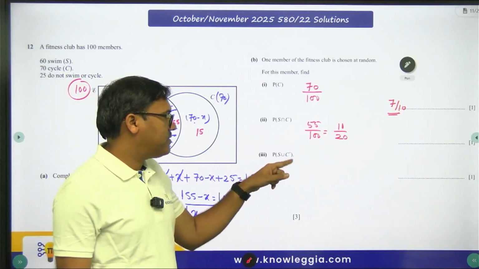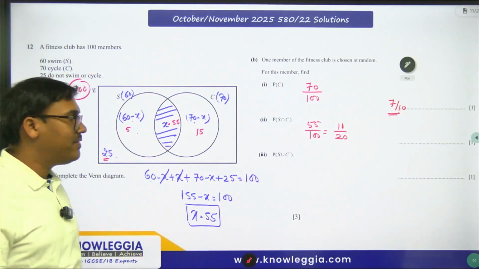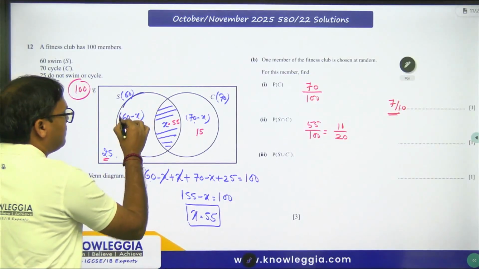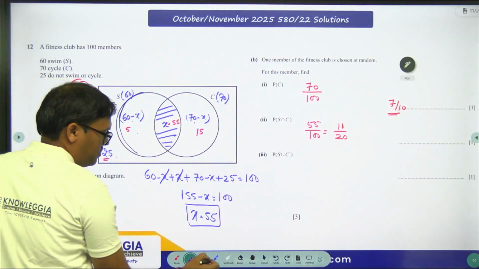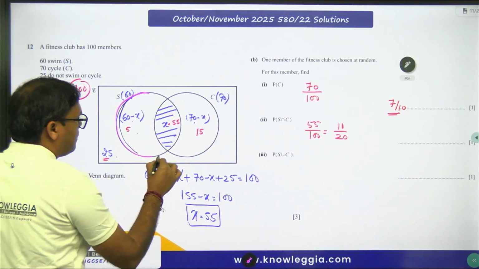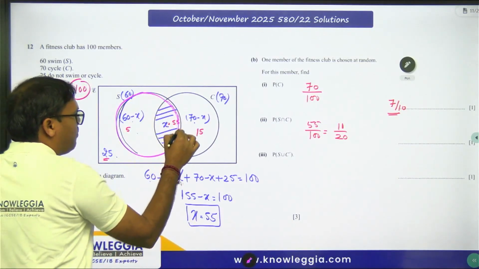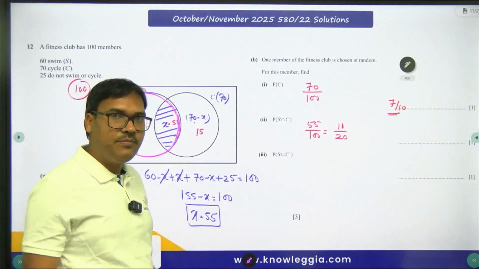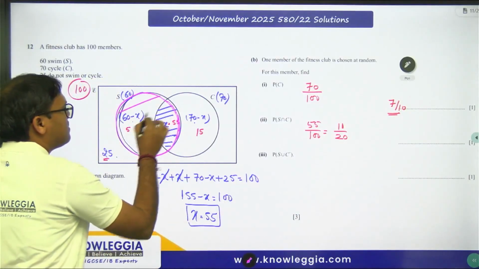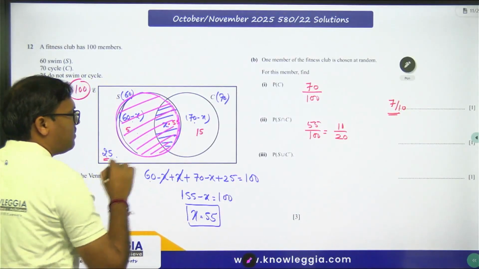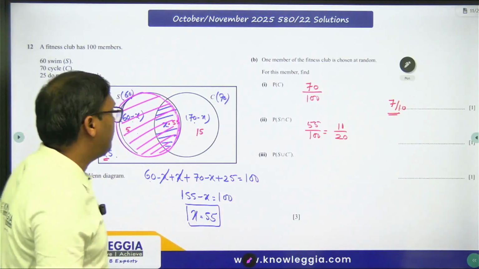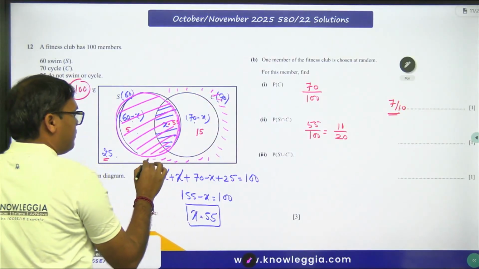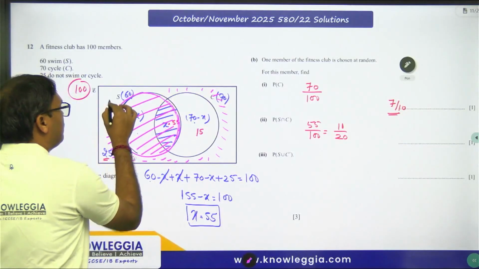Now what is the probability of S union C complement? First let's understand the meaning of S union C complement. So what is S? This is S. So I'll just mark this. So this is our S. Now what is C complement? C complement is anything which is outside C. If you are taking union, that means we will combine everything. So this is S, and anything which is outside C will be what? This part also. This part also we have to include.